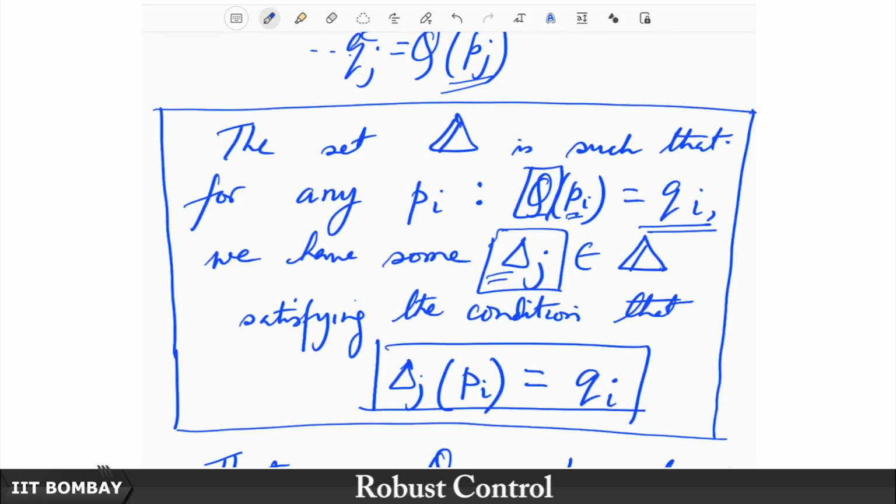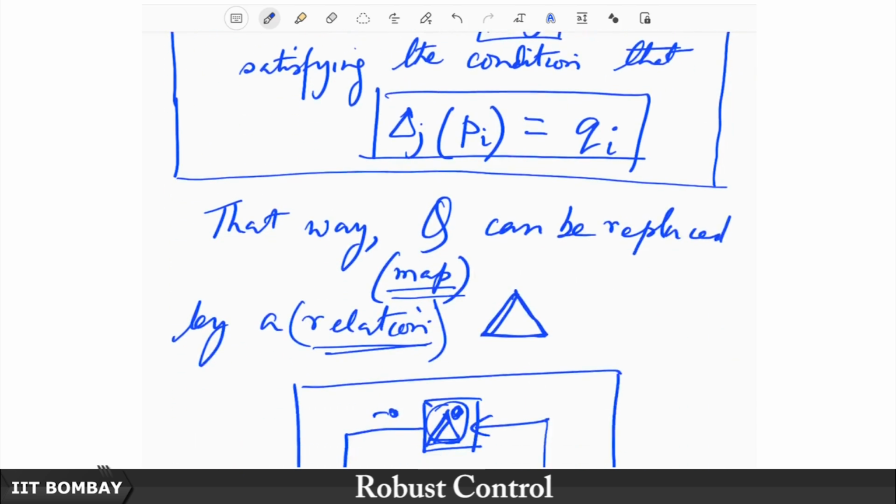I cannot expect to model or capture the behavior of Q through deltas for a certain bunch of signals and then apply a totally different signal and expect the behavior to be there. It will not be there, right? It will not be captured by these deltas. So, what is the benefit of this?